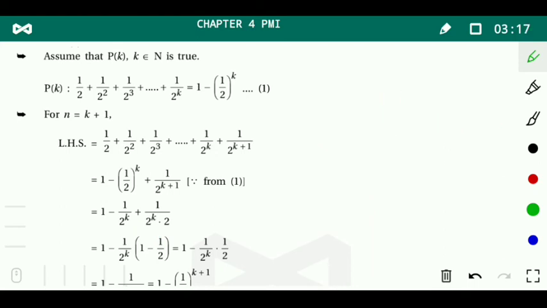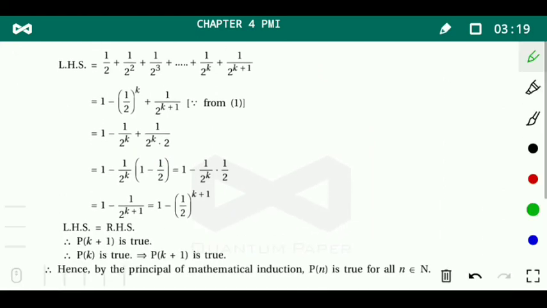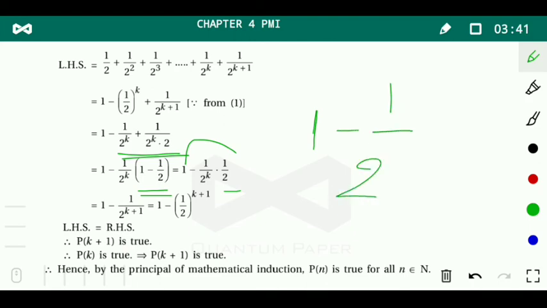Now next, we have to take 1 by 2 raised to k common from the last two terms. So 1 minus 1 upon 2 raised to k, and in the bracket 1 minus 1 by 2 remains. So 1 minus 1 by 2 will be 1 by 2. So it becomes 1 minus 1 upon 2 raised to k into 2. It will be 1 minus 1 upon 2 raised to k plus 1. Yes or no? And it gives the right hand side.